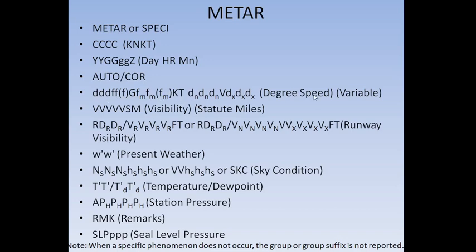Now you can have variable winds, your minimum direction, say 010, V is for varying, say 190. So you could have winds varying from the northeast to the southeast. Typically anything less than 6 knots can be a variable wind. Visibility, runway visibility, that's measured in feet. Present weather, and sky condition.